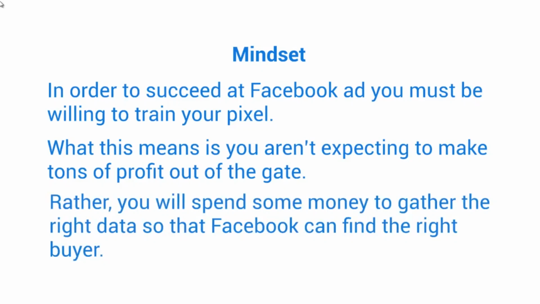Training a pixel basically means that you get traffic to your website where the pixel is located, and Facebook is able to figure out what kind of traffic is coming to your site, and of course what kind of traffic is buying your product. So who is considered a lead and all of that. Then in the future, you can create a lookalike audience, and Facebook will go out in their database and figure out who they can target and who is most likely to become your lead. So in this case, you're going to be spending some money to gather the data so that Facebook can figure out the right buyer.